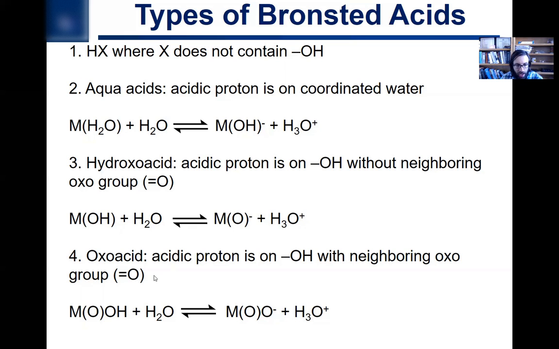Oxo acid is the last one. In an oxo acid, you have an adjacent oxo group, and the acidic proton is coming from an OH. So it would be something like MOOH. The OH is again going to become an O minus and make hydronium from that H going to water. So aqua acids are sort of a series, as we'll see on the next slide. Aqua acid, water coordinated. Hydroxo acid, OH coordinated, nothing else nearby, that's O. Oxo acid has an O next to an OH.